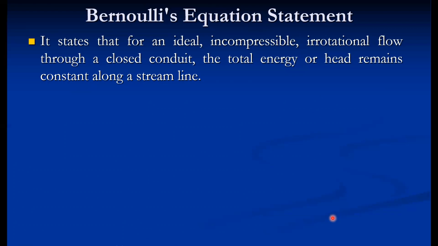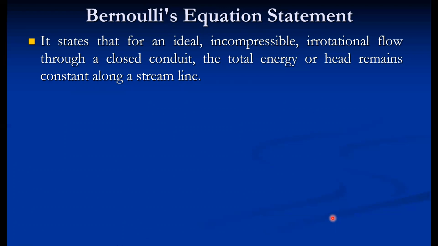So these are the ideal incompressible irrotational flow. Through a closed conduit, the total energy or head remains constant along a streamline. So this is a statement of Bernoulli's equation. That statement is derived from the equation as well, because the total head remains constant.